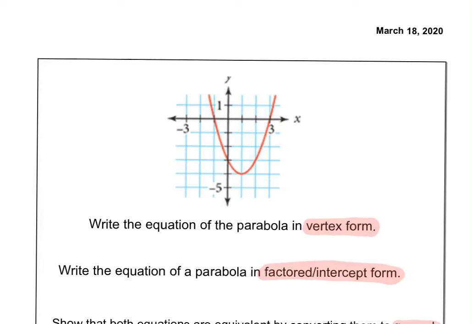Hi, this is the last video for 5.1. It's just going to be a little practicing, writing the equations of a parabola in the different forms. So let's just spend a minute and see what we notice about this parabola right here.